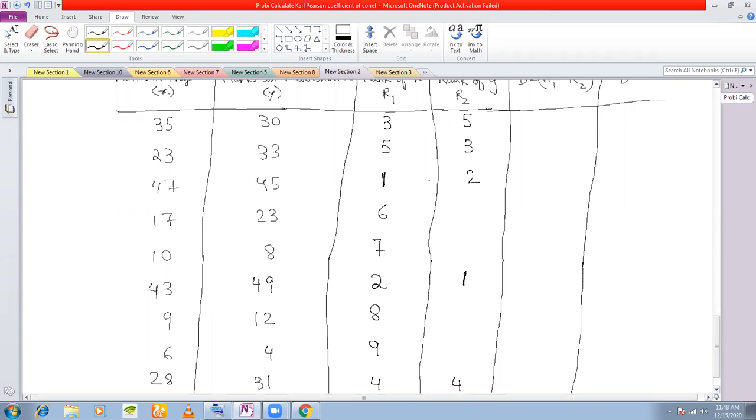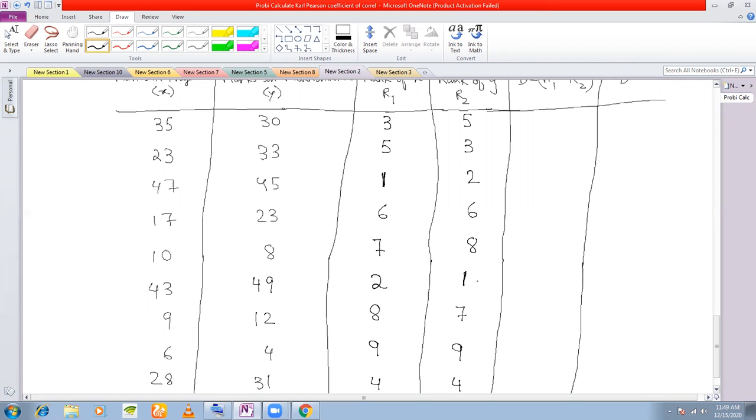So you give it a rank 5. The next highest is 23 in the Y series. So you give it a rank 6. The next highest rank is 12 in the Y series. So you give it a rank 7. The next highest rank is 8 in the Y series. So you give it a rank 8. Next highest rank is 9 in the Y series. So you give it a rank 9.